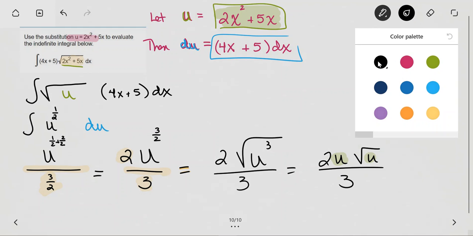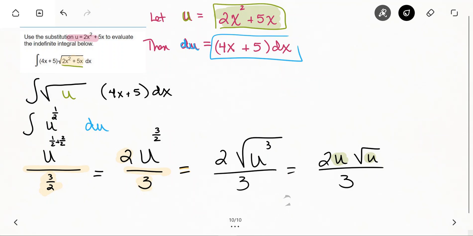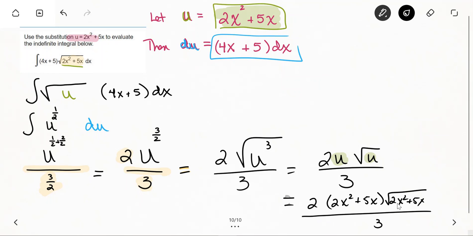So what that's going to look like is this. Two times 2x squared plus 5x times the square root of 2x squared plus 5x, all over 3.